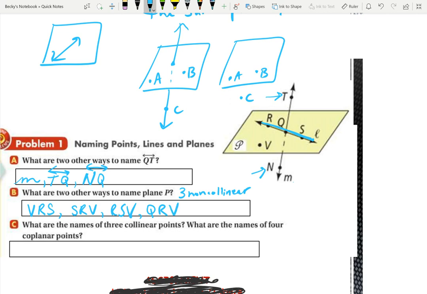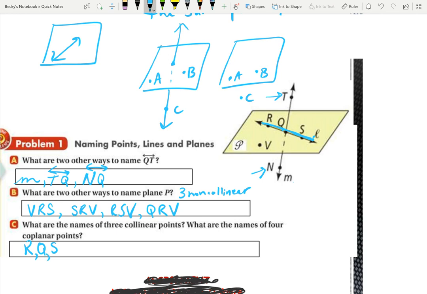And I have more than 2, so I'm going to move on. Just realize there's lots of answers. What are the names of the 3 collinear points? Okay, so we just talked about it. It's highlighted. The 3 collinear points are R, Q, and S. Now, remember, these are 3 separate things, so put commas in between them.